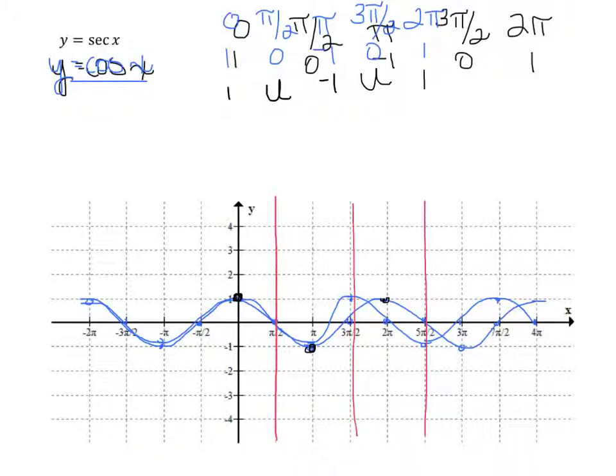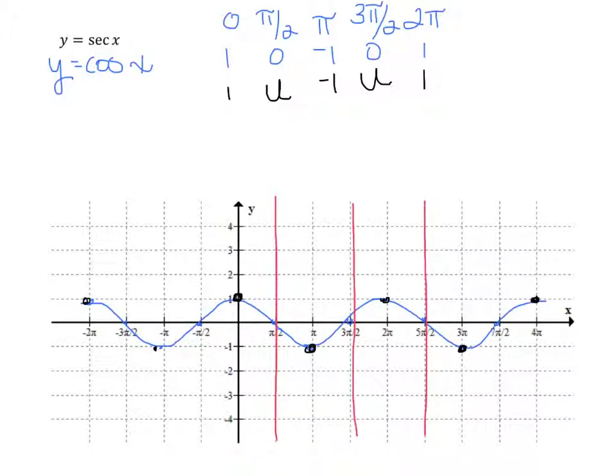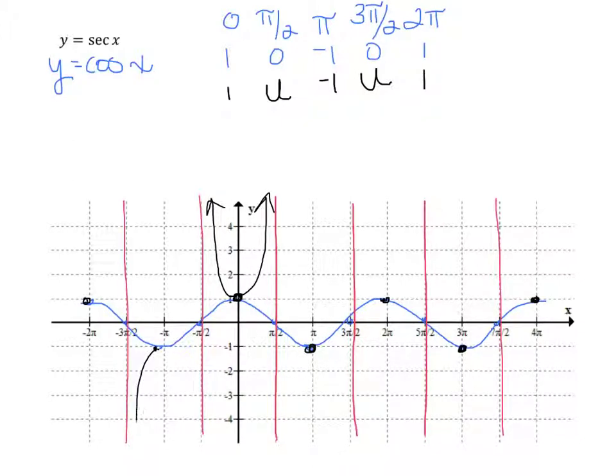But whenever cosine has a minimum or maximum, those secant values are the same. So I'll put in my asymptote here, I'll put in one here, and I'll put in one here. So the question is, what happens at these minimums and maximums? Well, it's a reciprocal. So where cosine has a maximum, secant has a minimum.